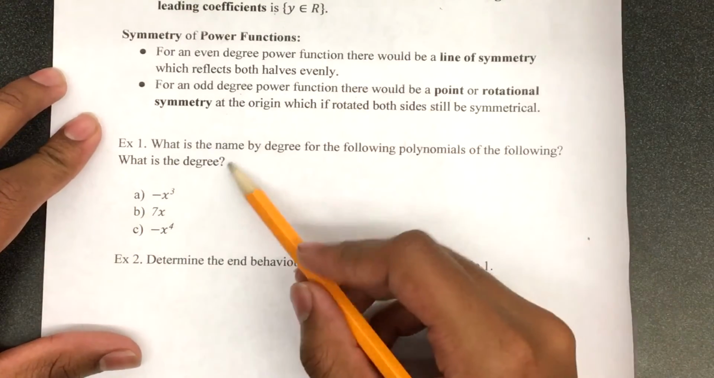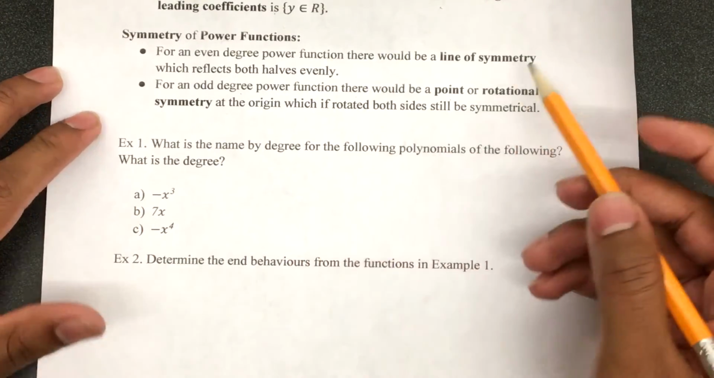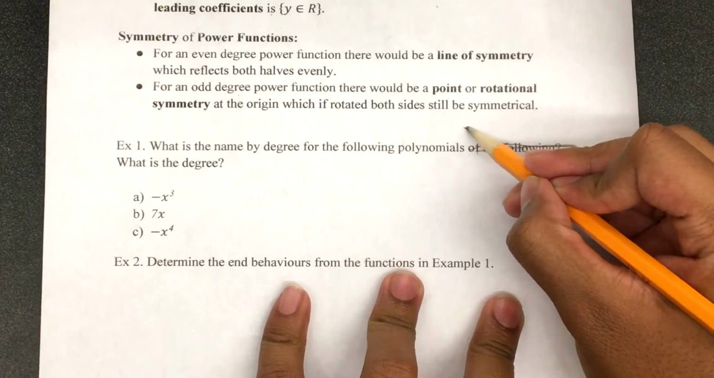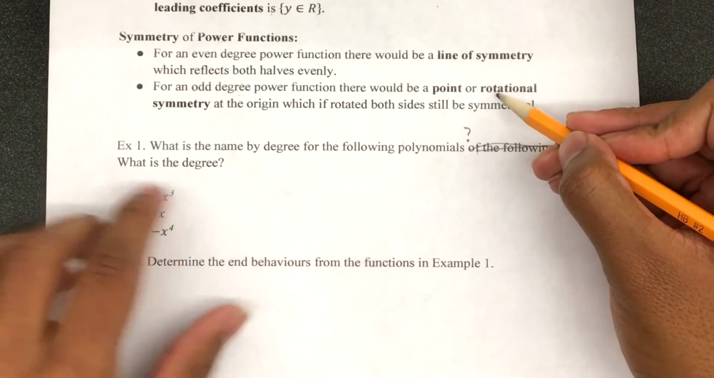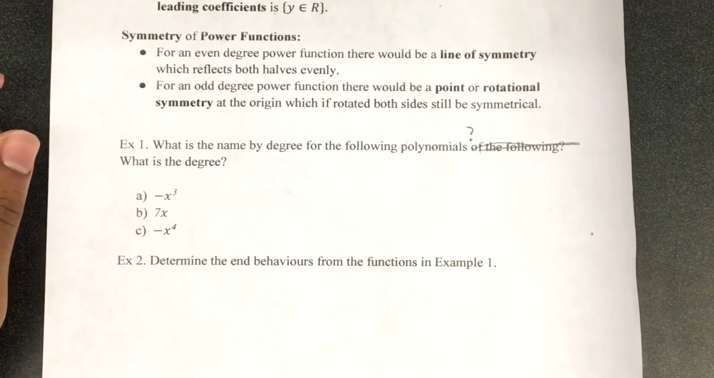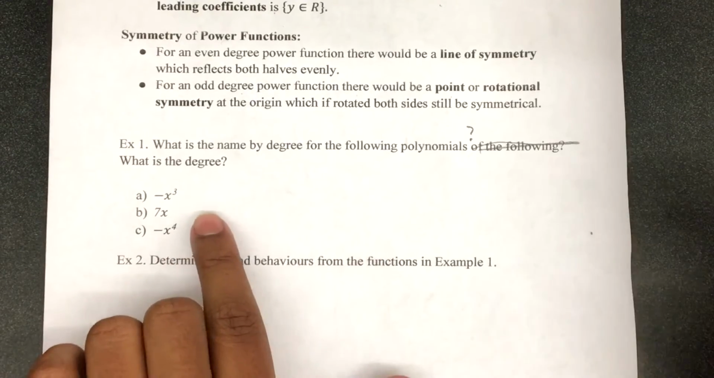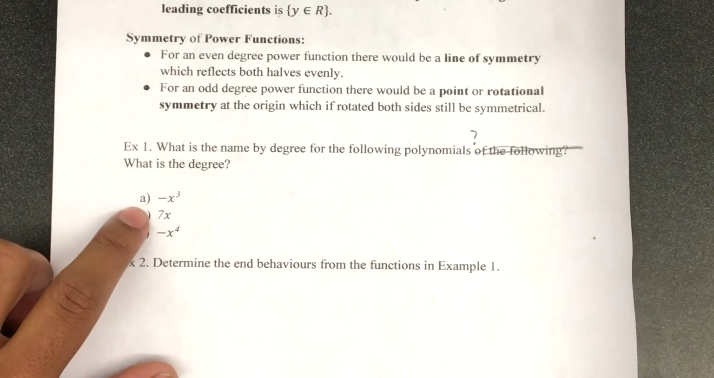Example number 1. What is the name by degree for the following polynomials? Don't mind this, I made a mistake. Let's put a question mark here. And what is the degree? So this question is asking you for the name by degree of the following polynomials, and you should also state the degree. So question A.